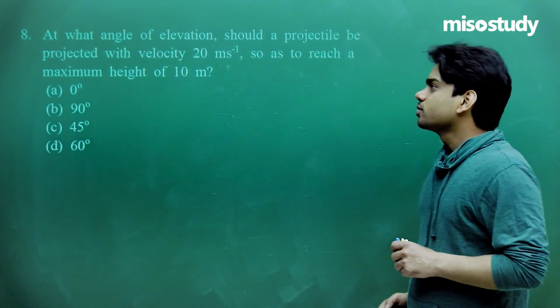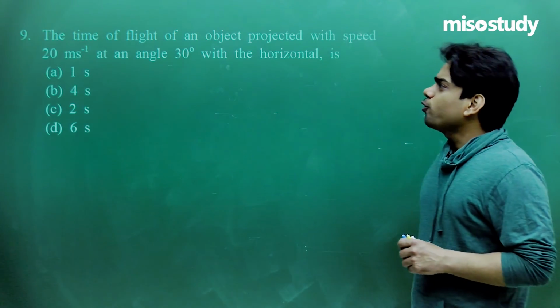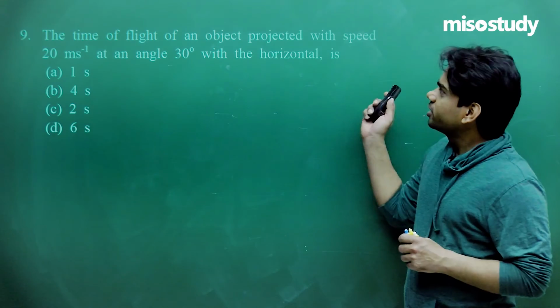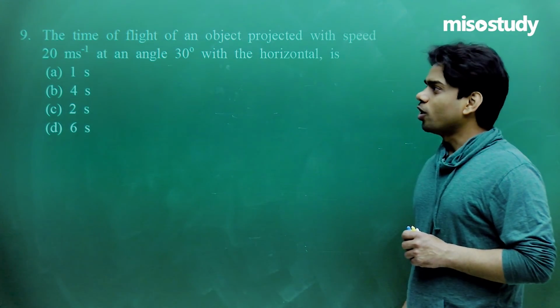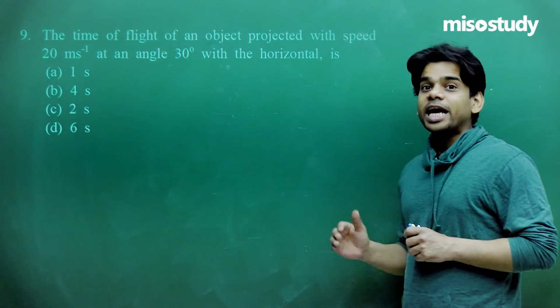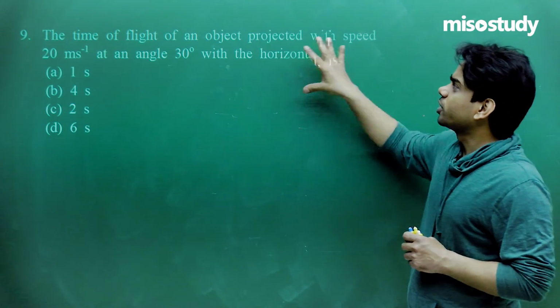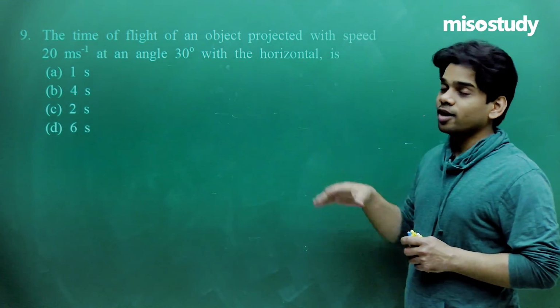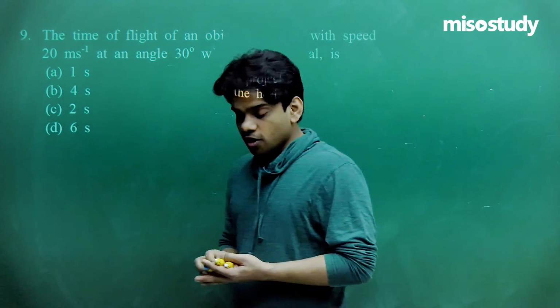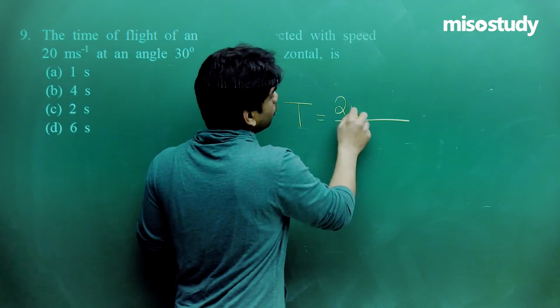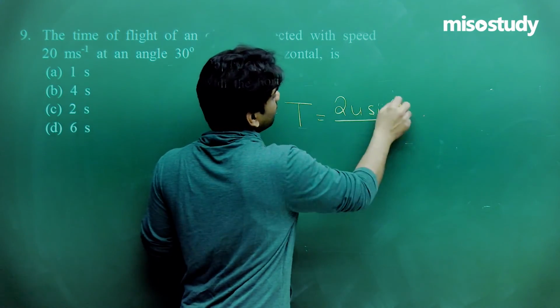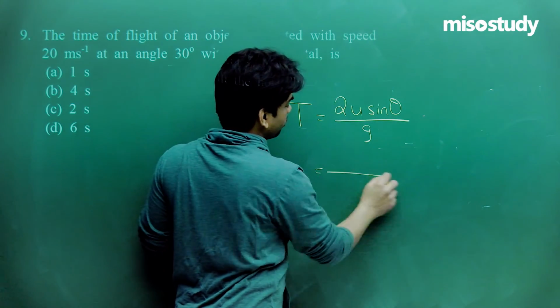Next one. Ninth: the time of flight of an object projected with speed 20 meter per second at an angle 30 degree with the horizontal is. Time of flight is asked. Now see here, time of flight is 2u sine theta by g. Let's put up the formula.